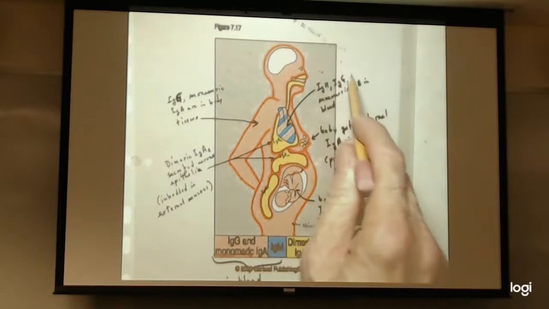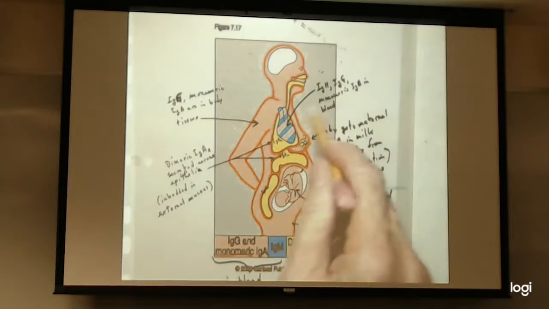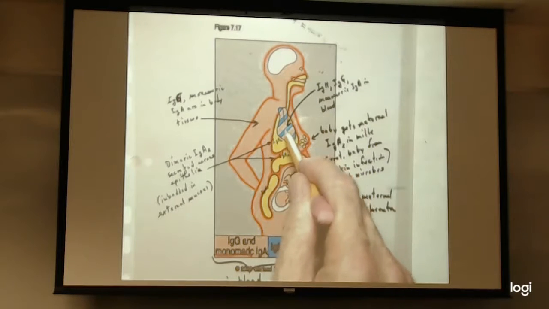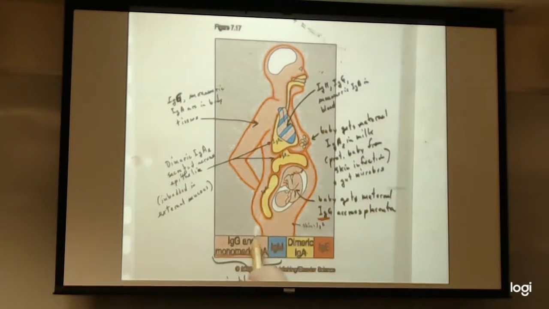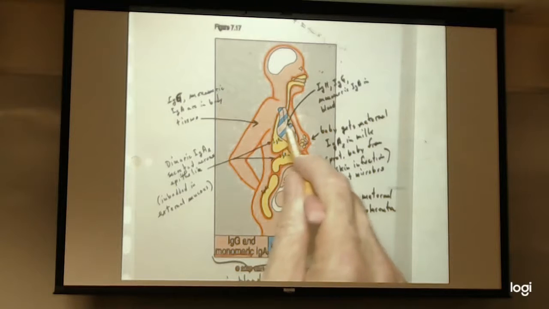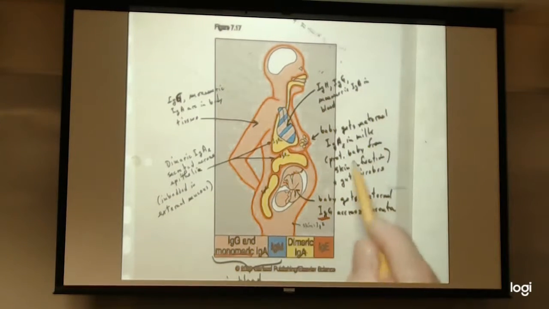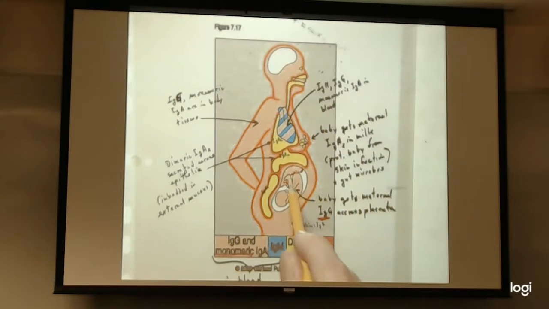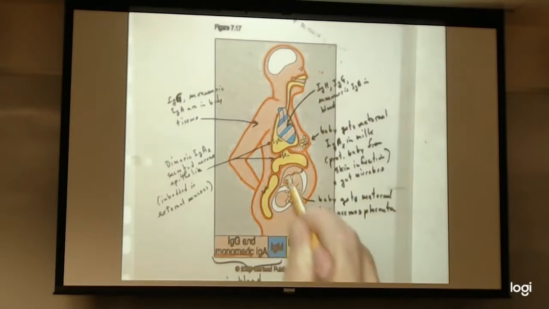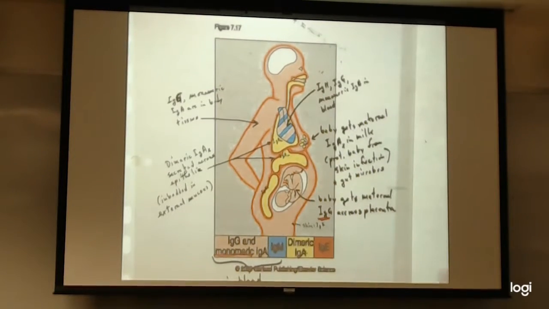IgM and monomeric IgG are in the blood. Okay. So these are in the blood circulation, as well as in the tissues. And the baby then also gets maternal immunoglobulin G being moved across the placenta. Okay. The baby's getting IgG while it's in utero and growing, and then when it's born, it gets IgA in the mother's milk.